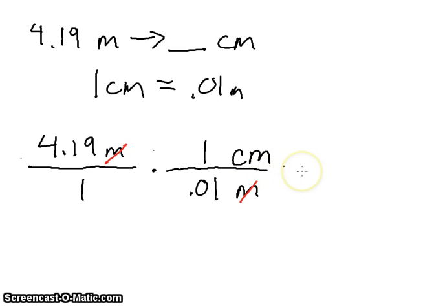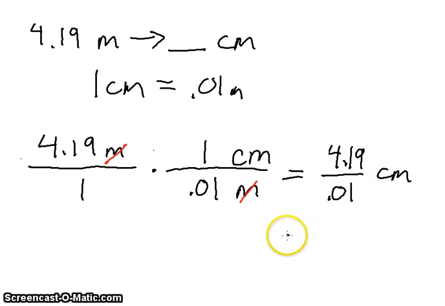In terms of the numbers, we'll end up with 4.19 on top and 0.01 on the bottom. When we divide that, we're going to end up with 419. And this will be our answer in centimeters.